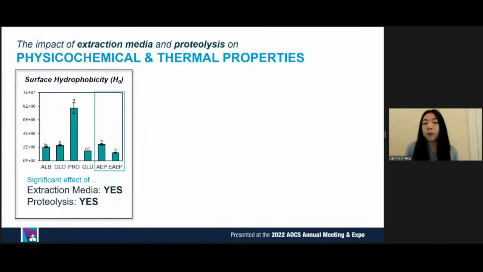First, we see here that both extraction media and proteolysis had a significant effect on surface hydrophobicity. In terms of proteolysis, which I've boxed here, the EAEP decreased surface hydrophobicity, potentially due to refolding of protein fragments following hydrolysis, which can rebury hydrophobic residues that were exposed during hydrolysis.